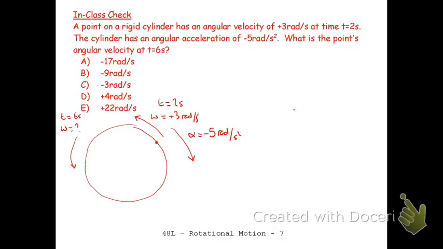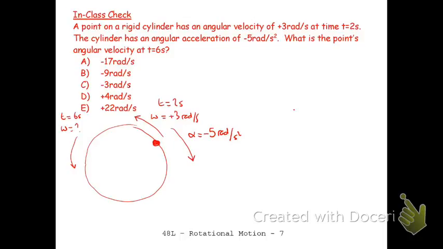Let me ask you a question to begin with. Is this particle speeding up or slowing down at t equals 2 seconds? How do you know it's slowing down? Yes, your velocity and your acceleration are in opposite directions. So even though you're on a circular path, you can still use that same insight.